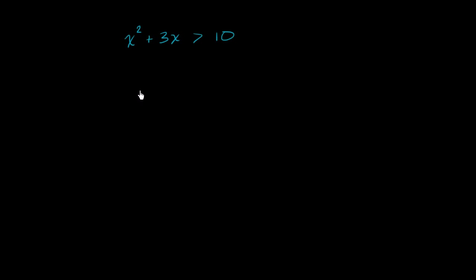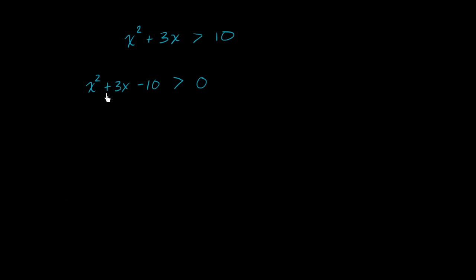So the first thing that we might want to do, just to get into a form that we're more comfortable with, is subtract 10 from both sides. If we subtract 10 from both sides, then on the left-hand side, we're going to have x squared plus 3x minus 10 is still going to be greater than. If we add or subtract the same thing to both sides, it won't change the inequality, but it's now going to be greater than 0. 10 minus 10 is 0.